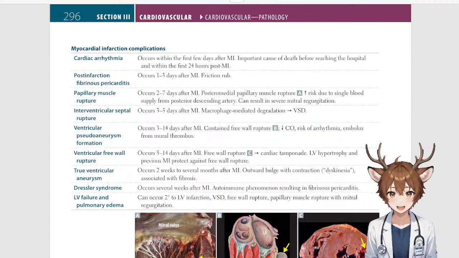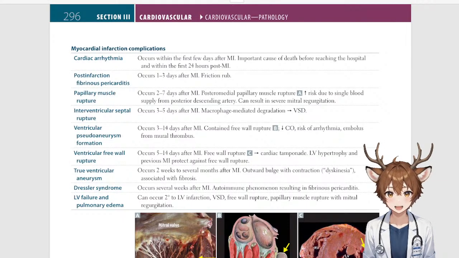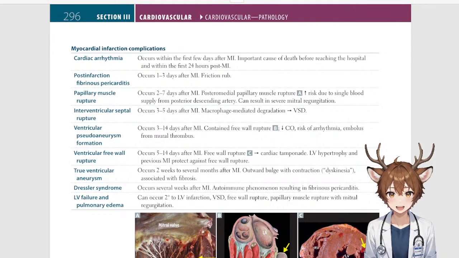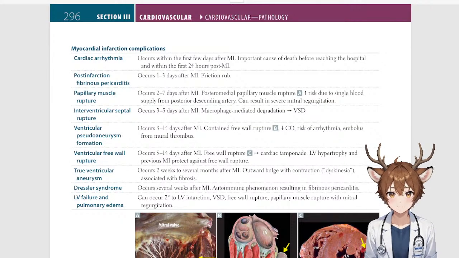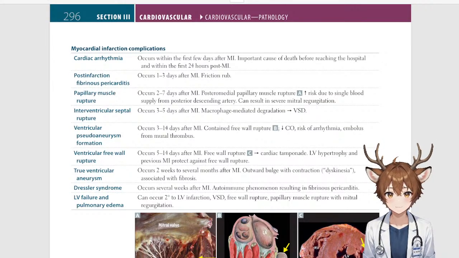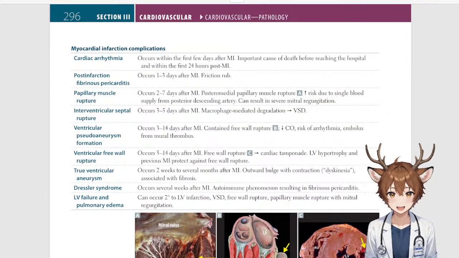Interventricular septal rupture, 3 to 5 days. Symptoms can range from mild to severe with cardiogenic shock and pulmonary edema. Macrophage-mediated degradation leading to a VSD, which leads to an increase in oxygen saturation and an increase in pressure in the right ventricle. And that gives you a hint of why it's 3 to 5 days.